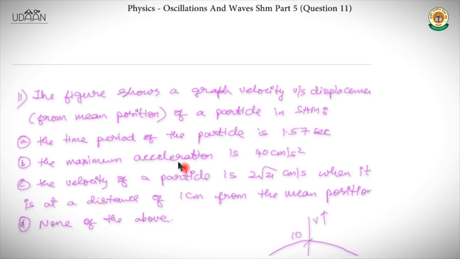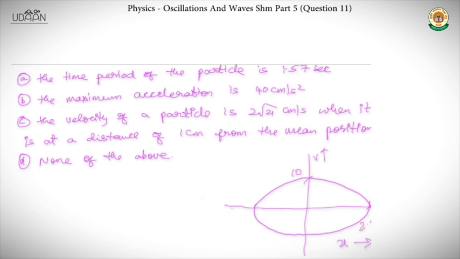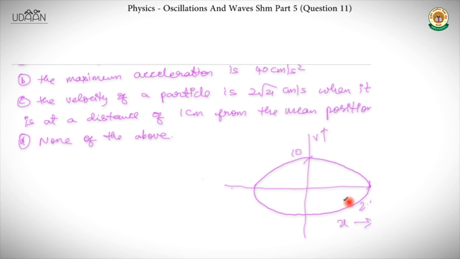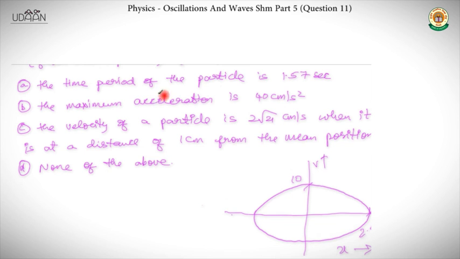Alright, so let me read out question number 11 to you, which says the figure shows a graph of velocity versus displacement from mean position of a particle in SHM. So this is the figure which shows us the velocity versus displacement graph, and we have to tell whether one or more of these statements is correct. The first statement is the time period of the particle is 1.57 seconds. So tell me how we're going to approach it.